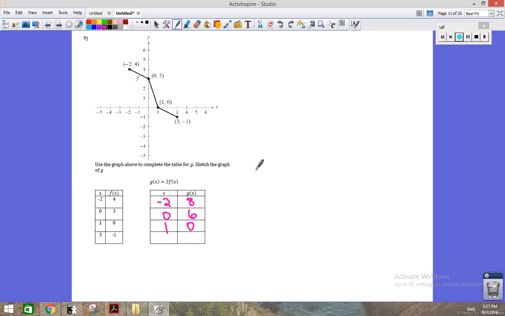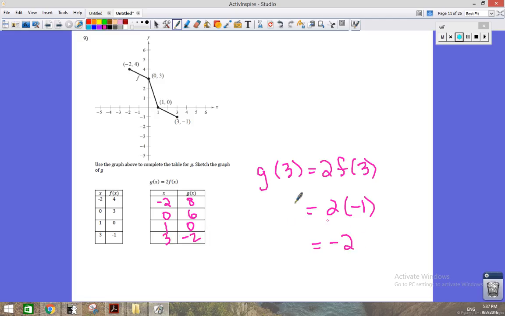If I try and determine what G is evaluated when x is 3, that's going to be 2 times f evaluated at 3, and from the table, f evaluated at 3 is -1, and 2 times -1 is -2, so that means the point 3, -2 is going to be on the graph of G. So let's plot this and see what happens.